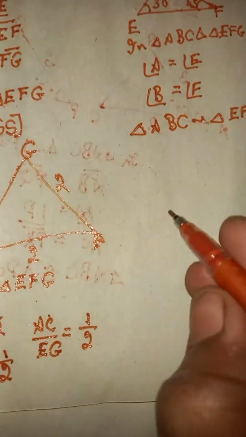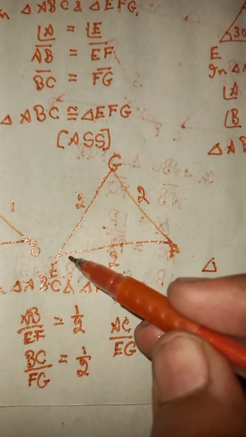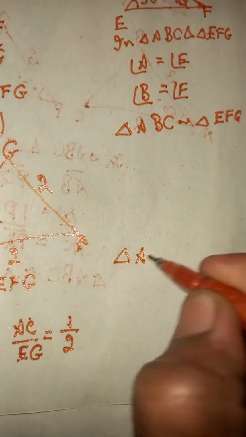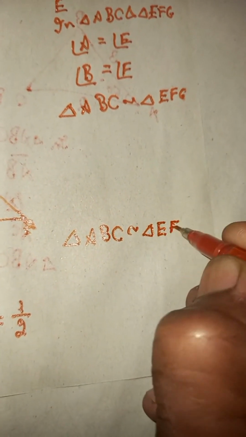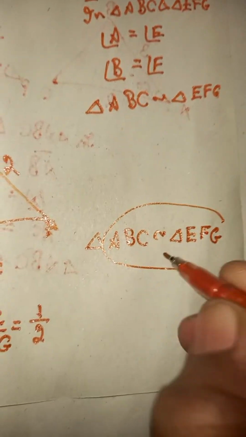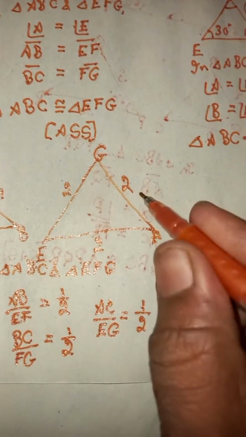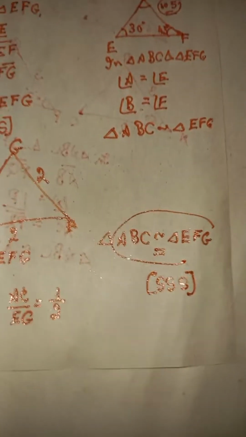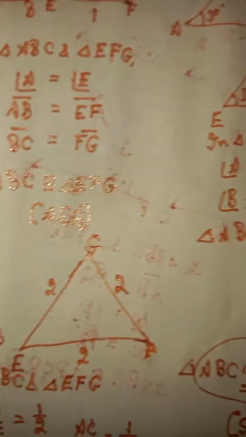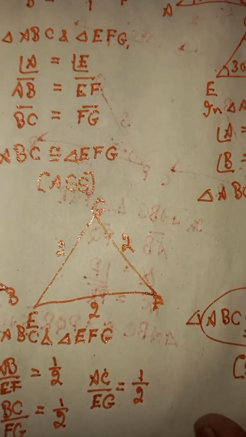So there is a similarity, triangle ABC similar to triangle EFG. Which type of similarity is it? Same as in congruence, here also it is SSS similarity. I will tell one more type of similarity. Just as in congruence we have SAS and ASA, here also SAS type of similarity is going to be there.